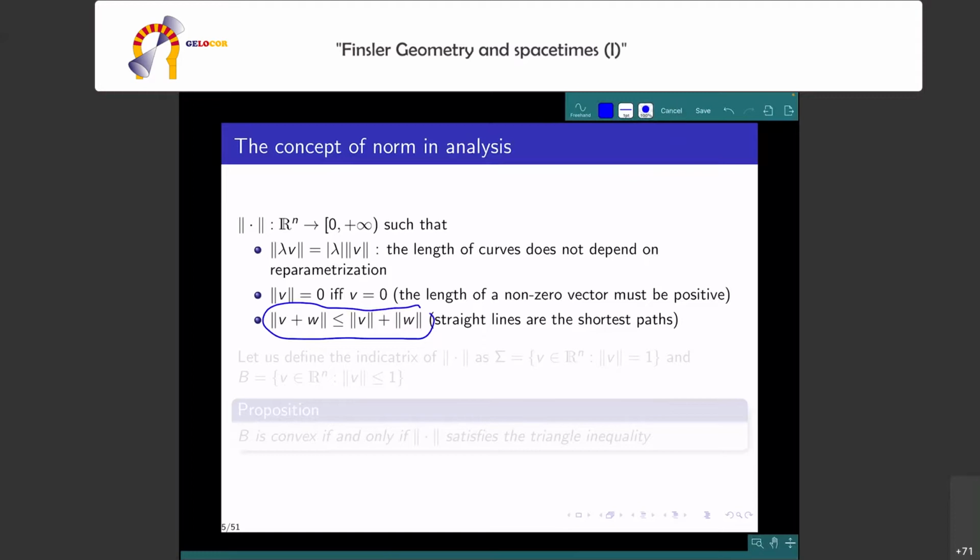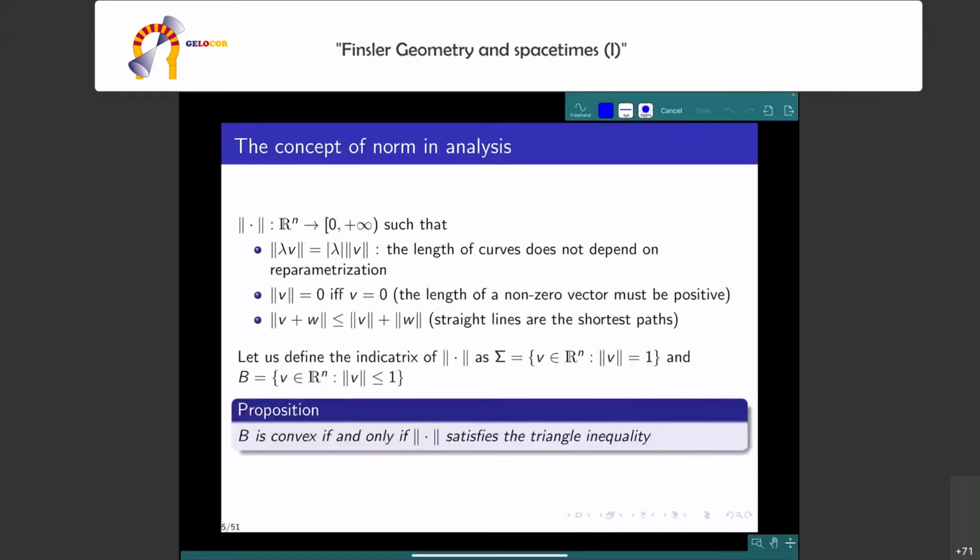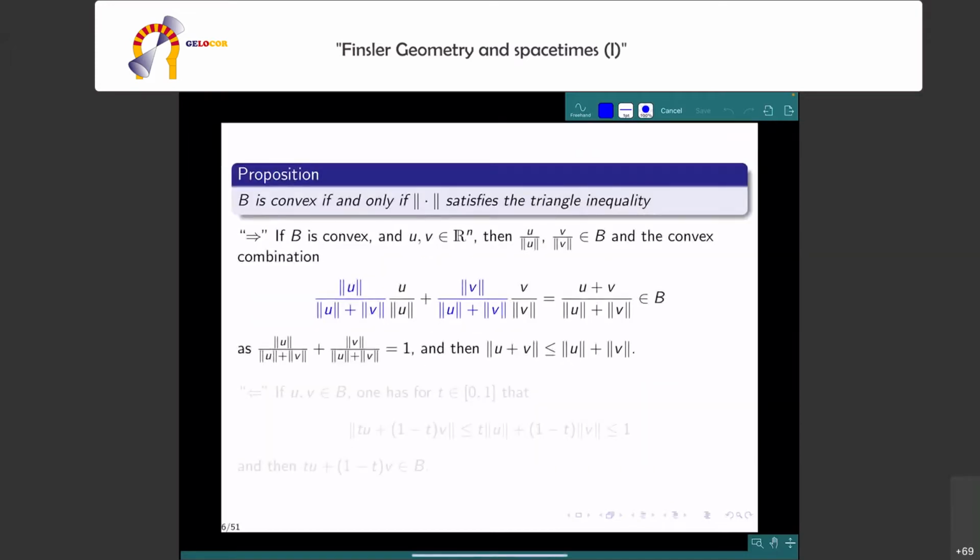I'm going to define the indicatrix, which is the set of vectors where the norm is equal to 1, and the unit ball, which are the vectors with norm less or equal to 1. So the first proposition that we can establish: imagine that we don't require the norm to satisfy the triangle inequality. You can prove that the unit ball is convex if and only if the norm satisfies the triangle inequality. The proof is very simple.